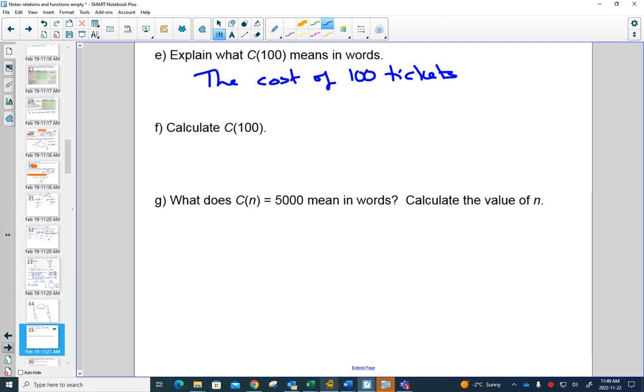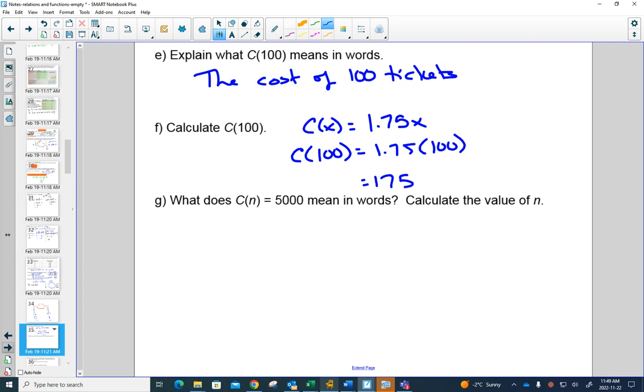Calculate C of 100. We know that C of x was equal to 1.75x. That was our formula. So C of 100 would replace the x with 100. And I like that you just were able to do that in your head and get 175.